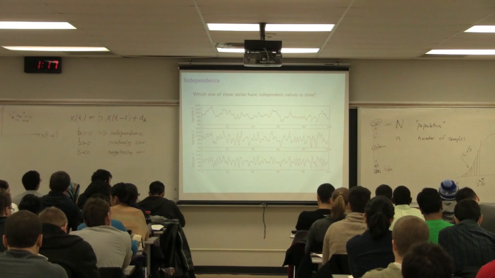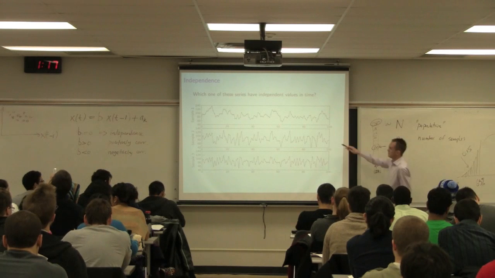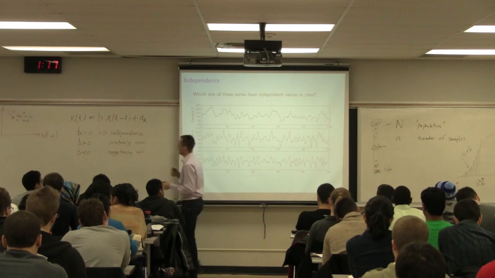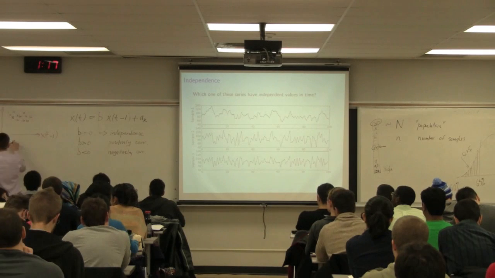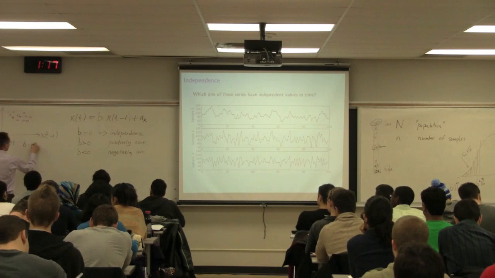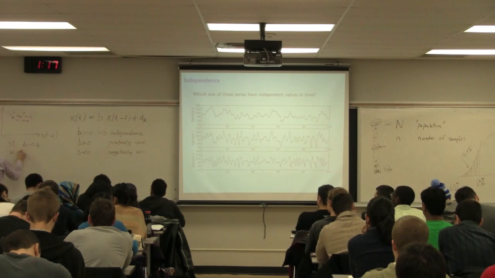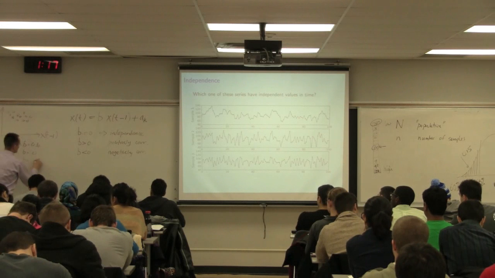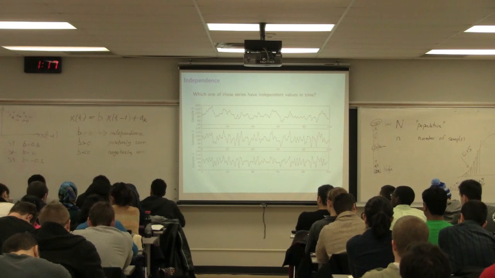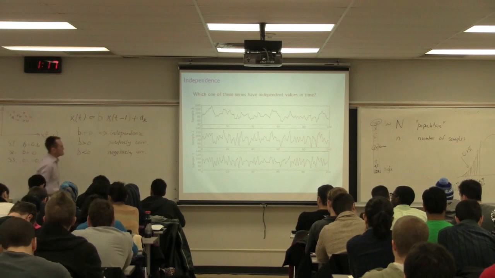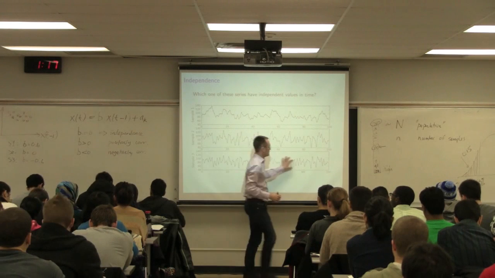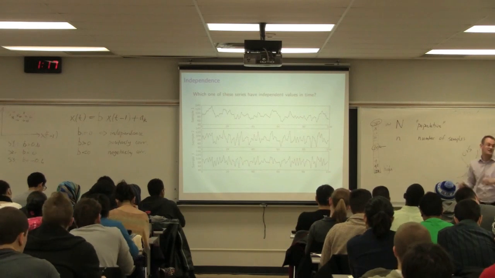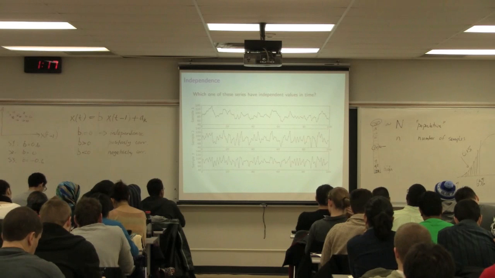So sample 2 was generated with b equal to 0. Sample 1 was generated with b equal to 2.4. For sample 2, b was 0. And for sample 3, b was equal to minus 0.6. So people have a tendency, when there's negative correlation, to assume that it is independent. But your eye is lying to you.